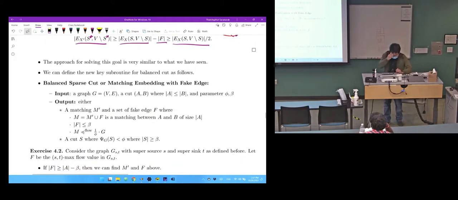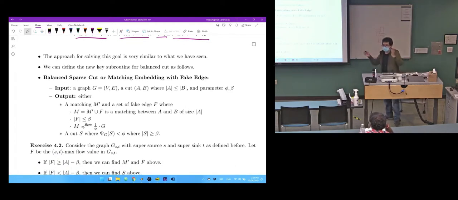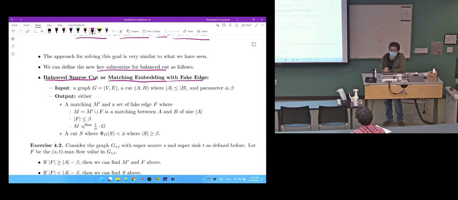Now, once we have this goal, the approach is going to be super similar to what we have seen. We can just define this subroutine for balanced cut, where we either get a balanced sparse cut or we can embed a matching with some fake edges. So the setting is very similar: you have a graph, you have a cut, the same. What is different here is just that you have a balance parameter.